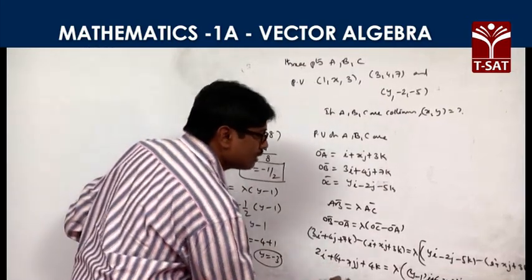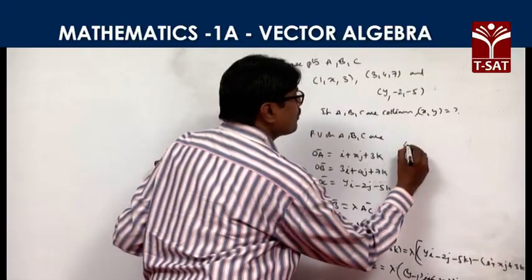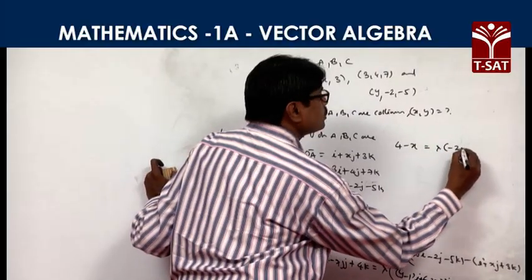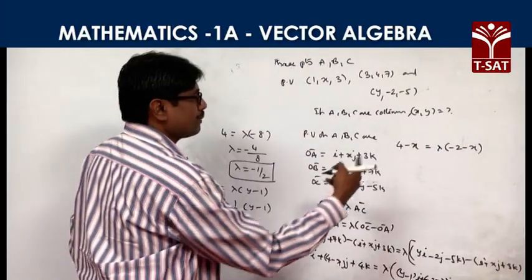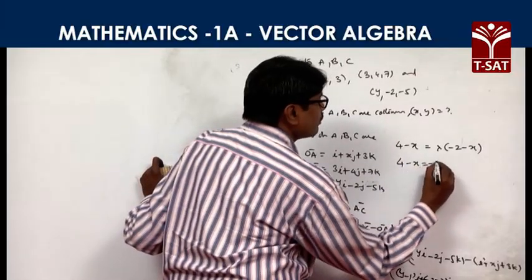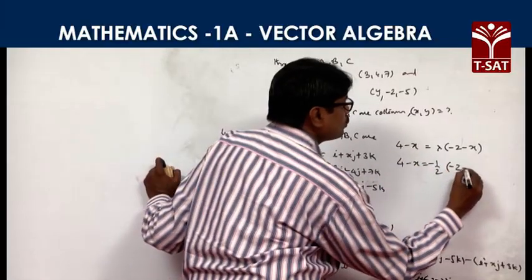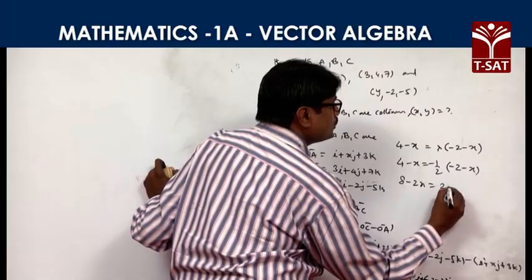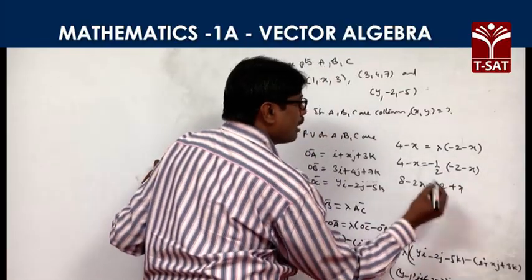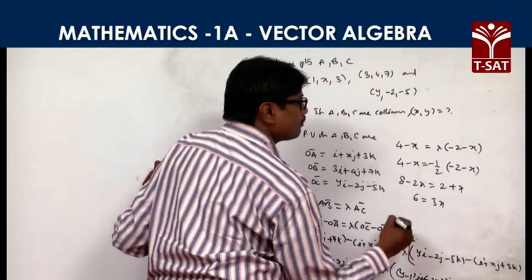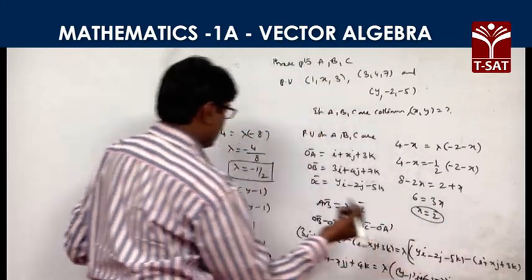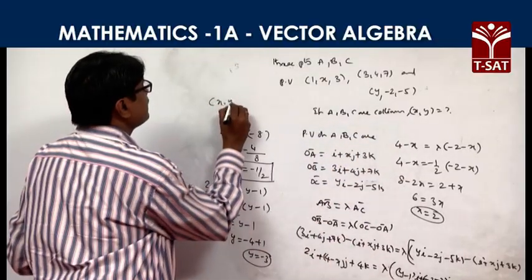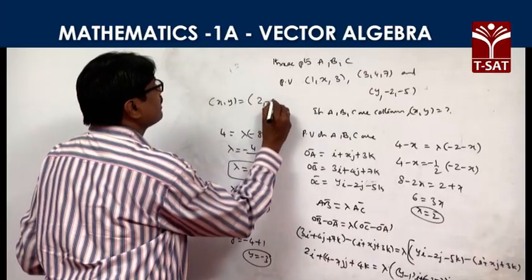To get the x value, equating the J bar coefficient, 4 minus x is equal to lambda times minus 2 minus x. Substituting lambda minus 1 by 2, 4 minus x is equal to minus 1 by 2 times minus 2 minus x. On solving, 8 minus 2x is equal to 2 plus x, or 6 is equal to 3x. Therefore, x equal to 2. So, x equal to 2 and y equal to minus 3. The ordered pair x comma y will be 2 comma minus 3.